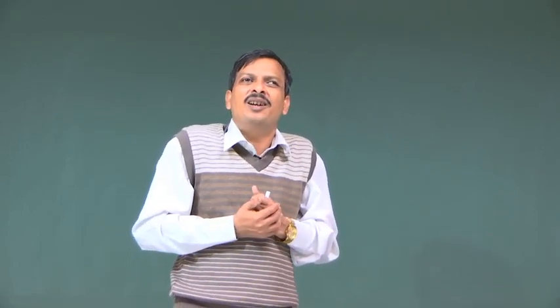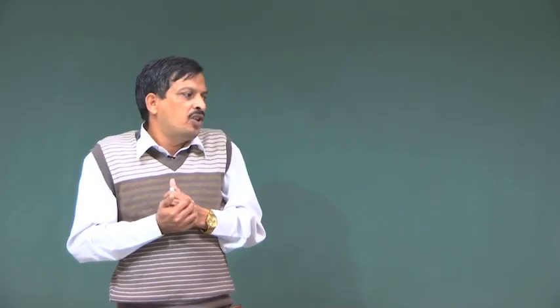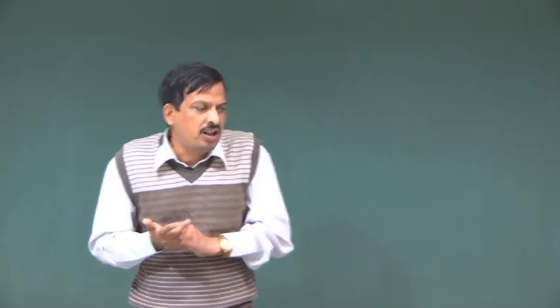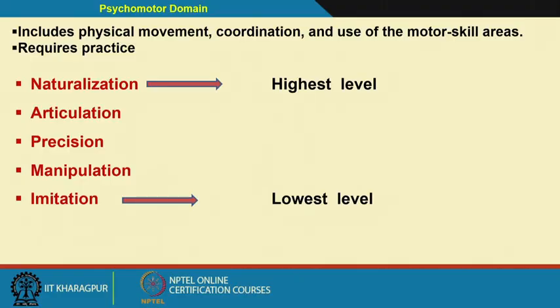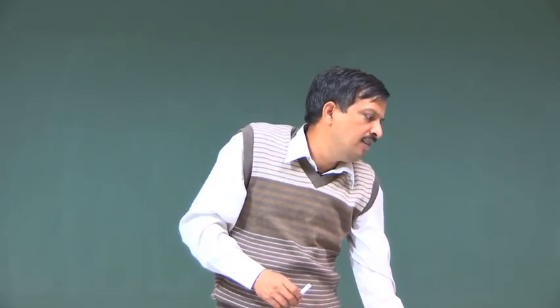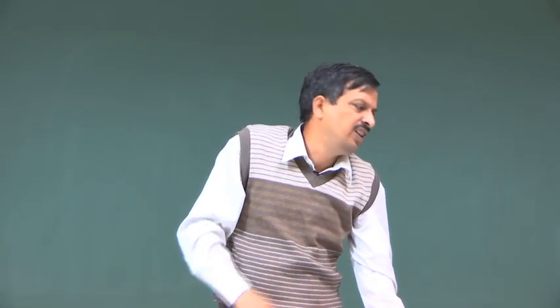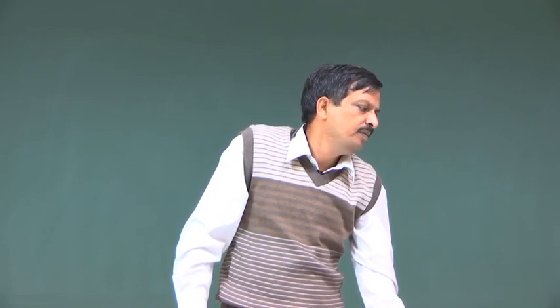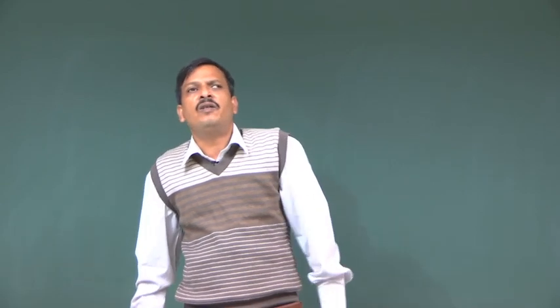So, that is why it is called naturalization. So, psychomotor domain: imitation, manipulation, precision, articulation and naturalization. Whatever I said has been explained in these slides, so I am not reading the slides again. Okay? Then the affective domain.